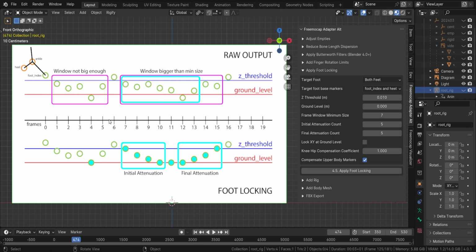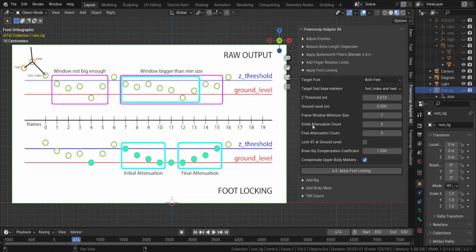The algorithm continues to analyze the frames, and then here we have 7 continuous frames in which the marker is below the Z threshold. So the lock condition is already fulfilled. But as the next 2 frames are still below the threshold, these are also considered in the window. Then all these from frame 7 to 15 are the frames that are considered in the locking logic.